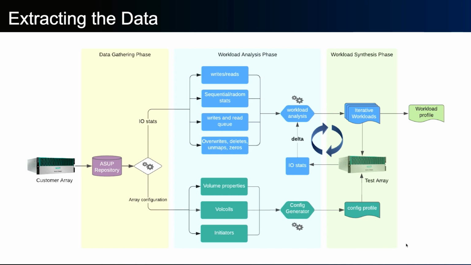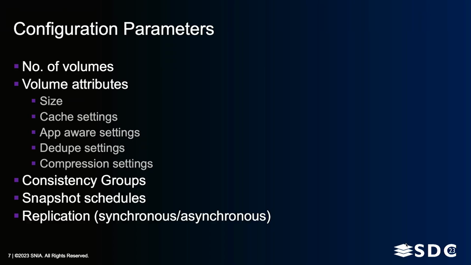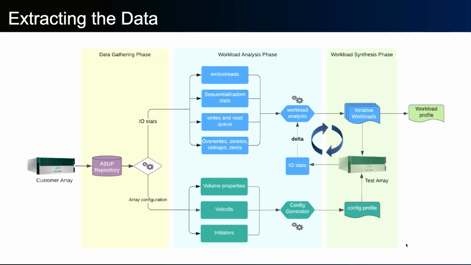So let's talk about the configuration first, right? Mostly we are looking at the count, the size, the cache, the app aware settings, the dedupe ratios, the compression ratios, the consistency groups, the snapshot schedules, replication. These are the data that we are actually mining from our ASUP data.